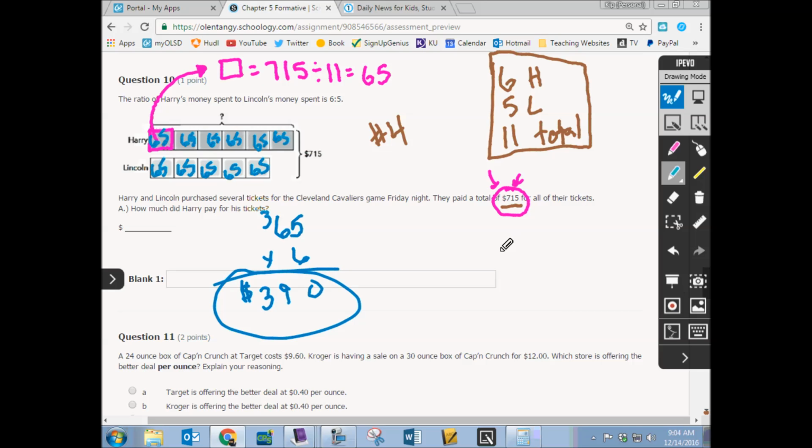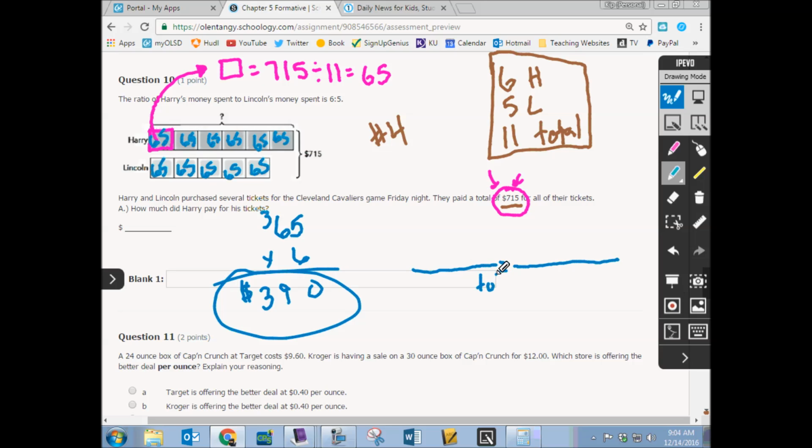Now, if you got done, what could you have done to just check your work here? What's something you could have done that you guys are pretty good at this point? JT? Could you have set up a proportion?